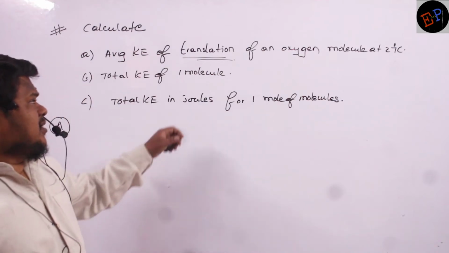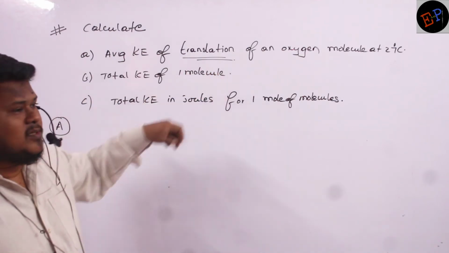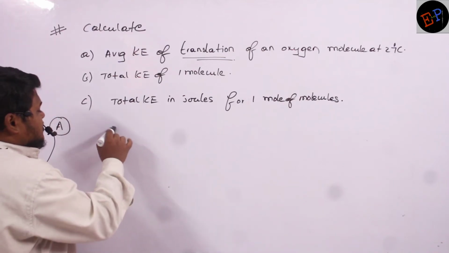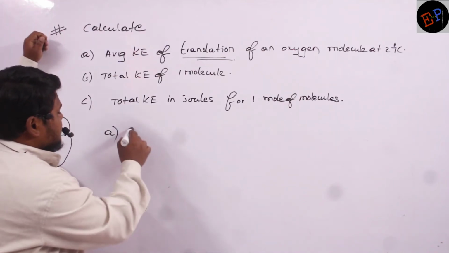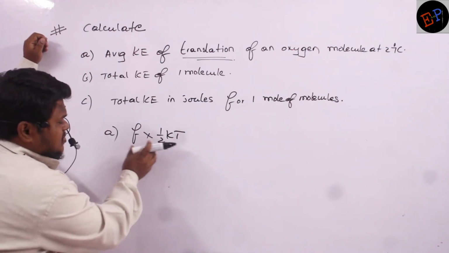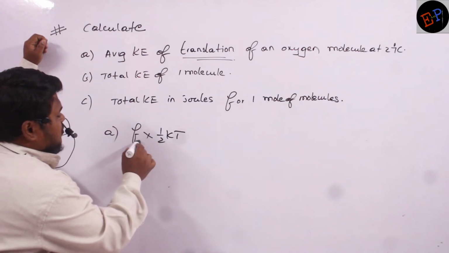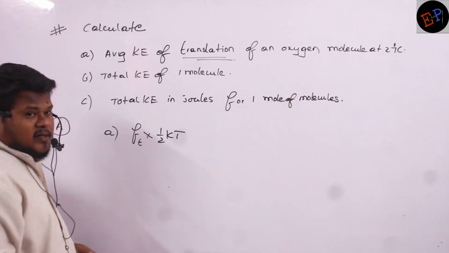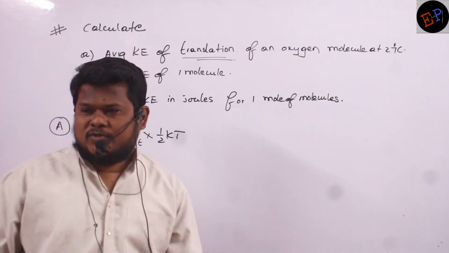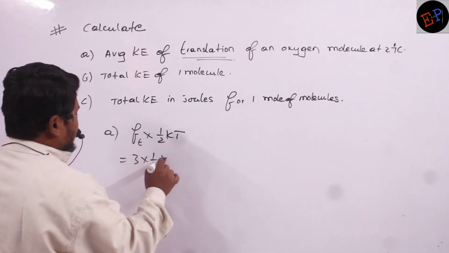So how many degrees of freedom are present in traveling in a straight line? 3 degrees of translational freedom, no? So the answer for the first one is the number of degrees of freedom multiplied by half kT. That's all, because he is asking about a single molecule. And which degrees of freedom? Only translational, so there are 3. So 3 multiplied by half kT.